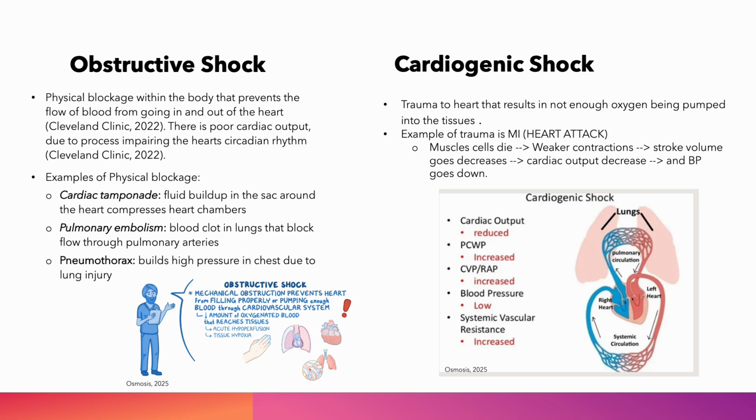So we have obstructive shock. It's a physical blockage within the body that prevents blood from flowing in and out of the heart. There is poor cardiac output due to a process impairing the heart's function. Some examples of physical blocks in obstructive shock are cardiac tamponade, a fluid buildup in the sac around the heart that compresses the heart chambers; a pulmonary embolism, a blood clot in the lungs that blocks flow through the pulmonary arteries; and a pneumothorax, which builds high pressure in the chest due to lung injury.